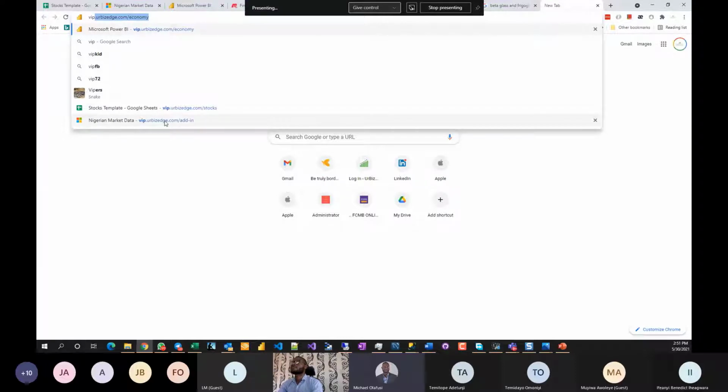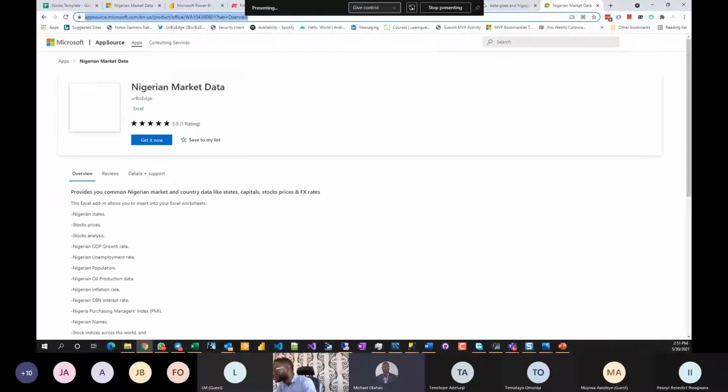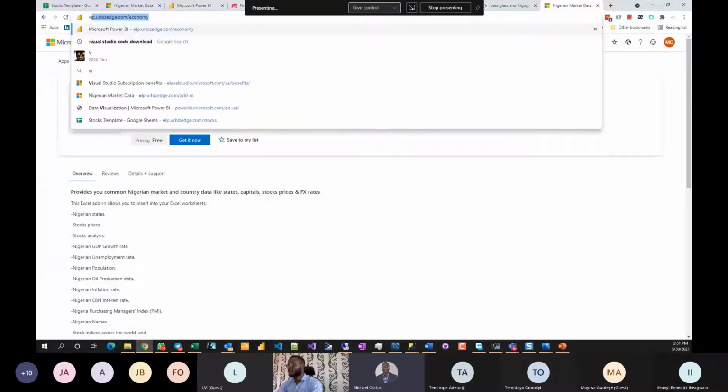Tool number 3 is the padding. I think I've shared that one. Okay, I've shared that one. So tool number 4 then. Tool number 4 is this one.